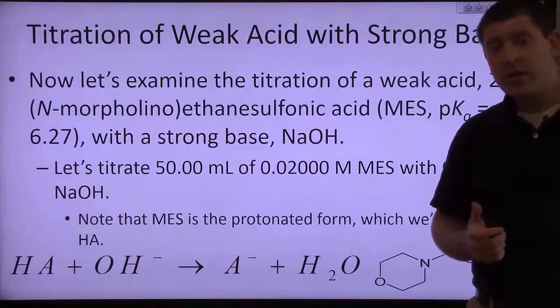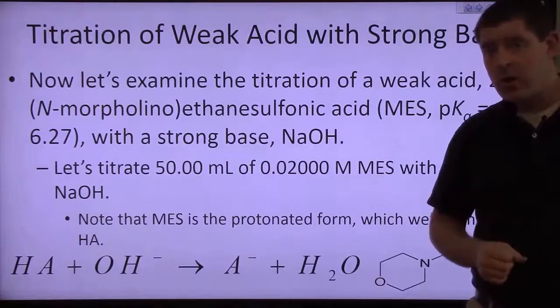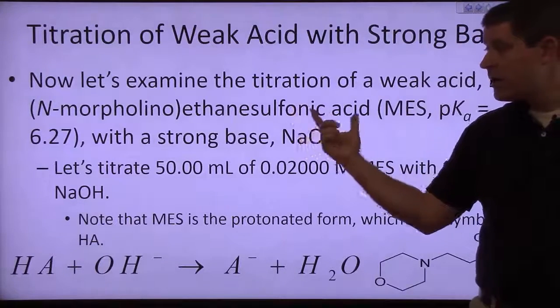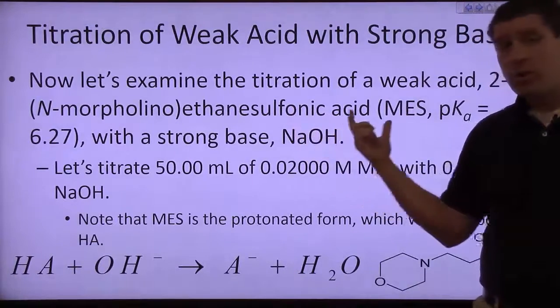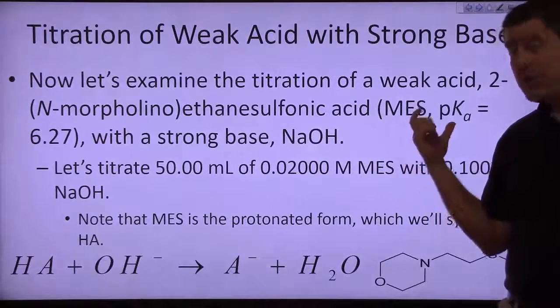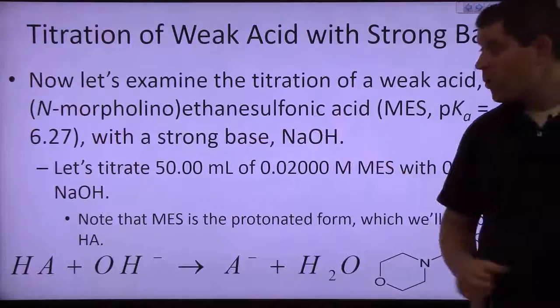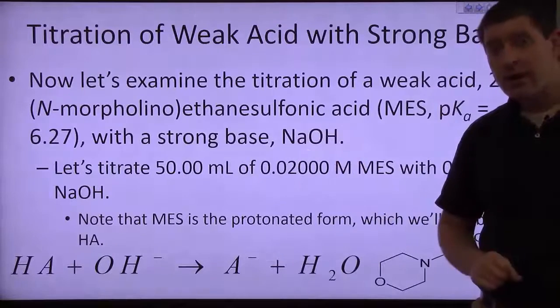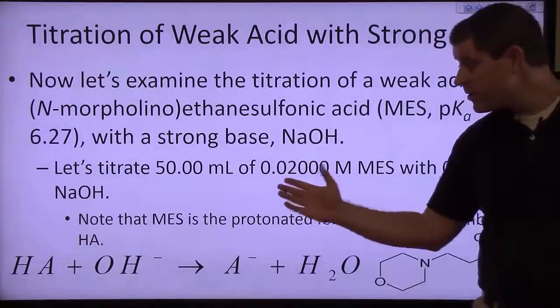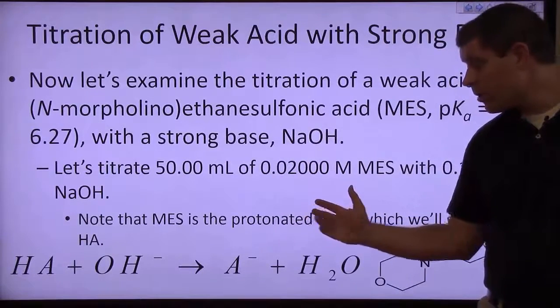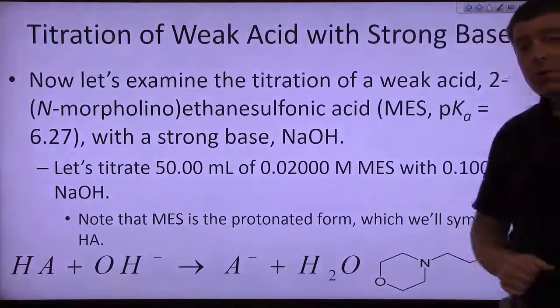So now let's examine the titration of a weak acid with a strong base. We're going to use 2-N-morpholino ethane sulfonic acid, which we're going to symbolize MES, and MES has a pKa of 6.27. We're going to titrate that with our strong base. So let's titrate 50 milliliters of 0.02 molar MES with 0.1 molar potassium hydroxide.